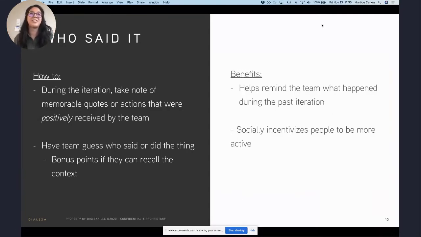So this is a good way to say, oh yeah, Matt said this thing, because everything that our deployments broke. Yeah, that happened. This also, depending on your team and how comfortable they are with each other, socially incentivizes people to be more active because they want to be featured in the retrospective.